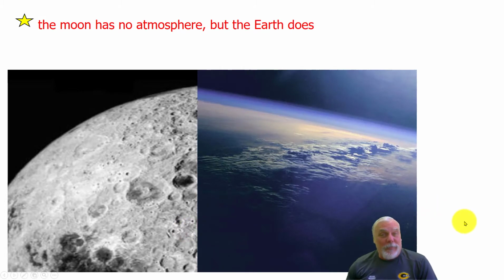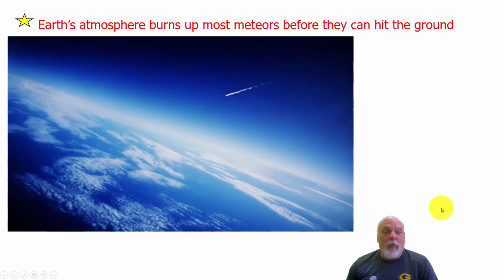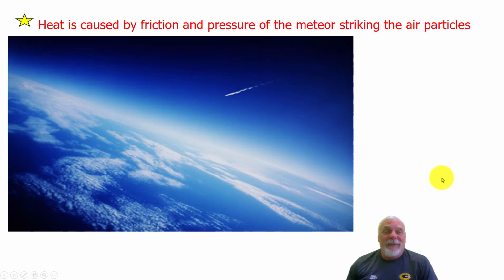The first reason is that the moon has no atmosphere, but of course the Earth does. So how does that help? Well, Earth's atmosphere will burn up most meteors before they can hit the ground. Heat is caused by friction and pressure of the meteor striking the air particles. You can imagine if you take your hands and rub them together very, very quickly, you start feeling that heat. Now try doing that at 26,000 miles an hour. A lot of speed, a lot of heat.